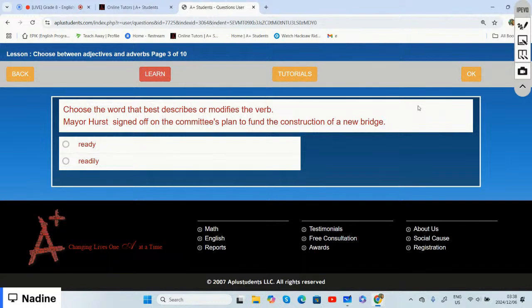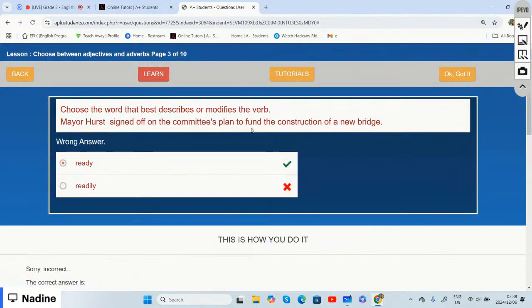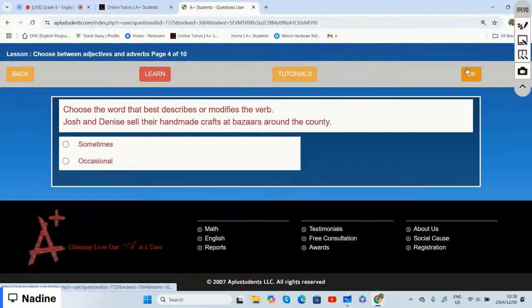And if we were to choose the correct option, then we can say Mayor Hurst readily signed off on the committee's plan to fund the construction of a new bridge. Already. Okay, it's ready, not readily. So that was my mistake. Ready, signed off. Already, ready.